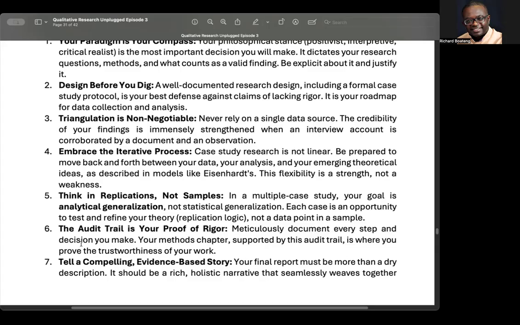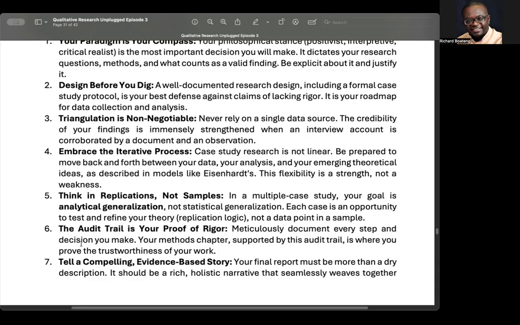Sixth, the audit trail is your proof of rigor. Document everything meticulously. Keep records of your design choices, your procedures, your analysis steps, your decision-making points. Your methods chapter, backed up by this audit trail, is where you demonstrate the dependability and confirmability, the overall trustworthiness of your research.